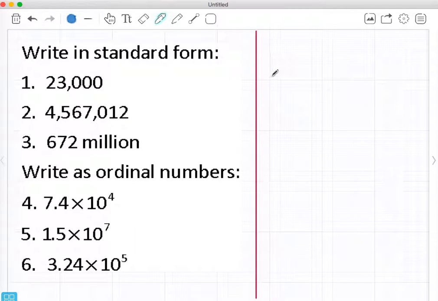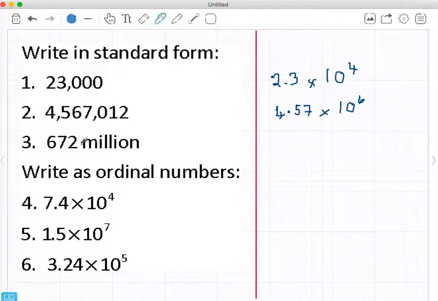Okay, so 23,000, we have to choose 2.3, and it always is times 10, so it's times 10 to the power of 4. We did 3 times and 1 more. Okay, I don't want to write this whole number again, so I'm going to write this to 3 significant figures. So I'm going to write 4.57. So I've rounded that off to 3 significant figures, and then I times 10 to the 6.